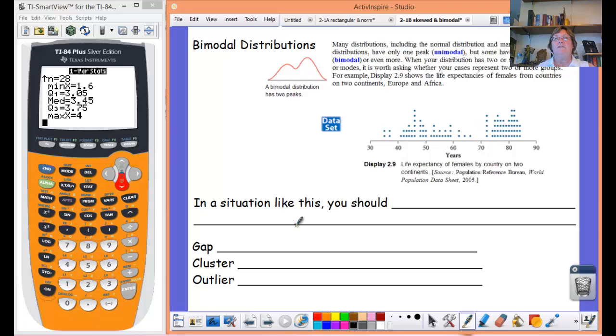In a situation like this, you should give the center of each group, because the center of the distribution doesn't mean anything. It's somewhere right in there. It really doesn't pertain to either those life expectancies in Africa or in Europe. Give the center of each group and say why there's more than one group.